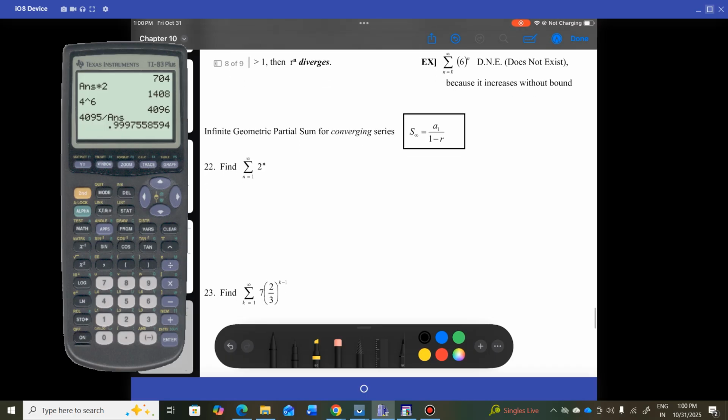Now, when an infinite series does converge, the summation follows a sub 1 over 1 minus r. Okay, and so in this next case here, r is equal to 2. So r is greater than 1. So the series does not converge.